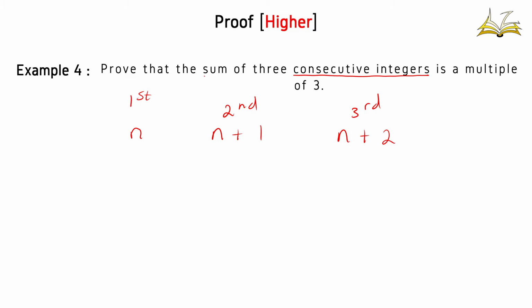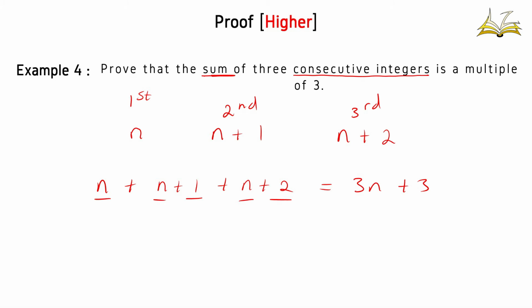Now, we want to prove the sum of all of them. Sum basically means we're adding them all together. So we have n plus n plus 1 plus n plus 2. So we have 1, 2, 3 n's, which is 3n. And then we have 1 plus 2, which is 3.